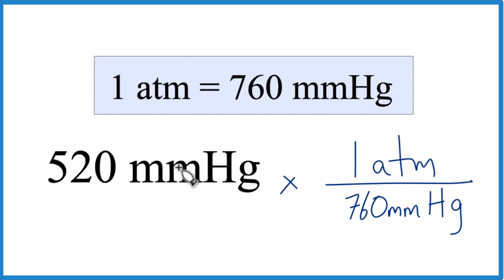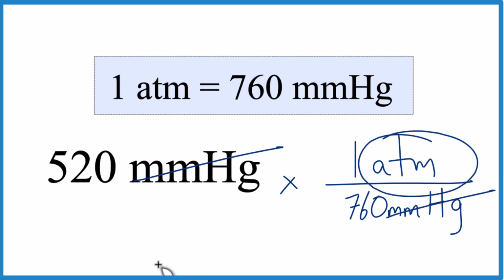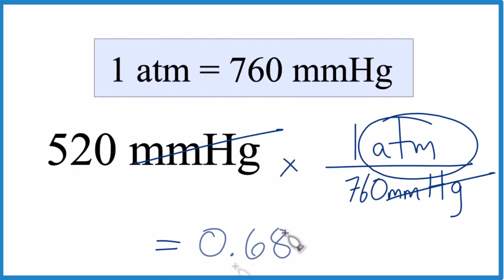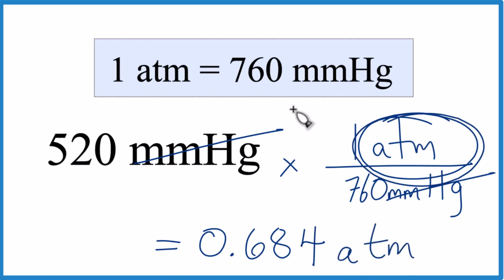So when we multiply, we have millimeters of mercury on the top and the bottom. They're gone. We're left with atmospheres. So 520 divided by 760, 0.6842. Let's just leave it at 0.684. The units are going to be atmospheres. That's the only units that are left, and that's how we know we set it up correctly.